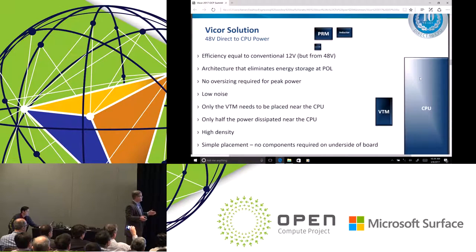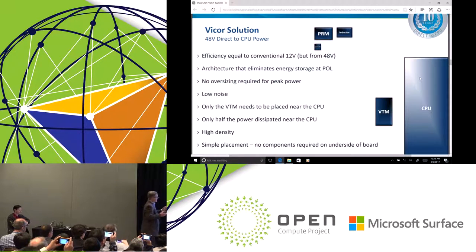Now, this is in contrast to our specific, the Vicor 48-volt direct-to-CPU scheme. What you see right away, and I apologize, we got bullets on here and some text, right away is next to the CPU, there's only one device. This one device provides the same amount of power as those six multi-phase buck regulators on the previous slide.